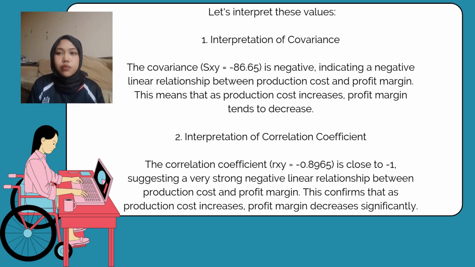Next, interpretation of the correlation coefficient. The correlation coefficient RXY equal to negative 0.8965 is close to negative 1, suggesting a very strong negative linear relationship between the production cost and profit margin. So this confirms that as production costs increase, the profit margin decreases significantly. So that's all from me. Thank you.